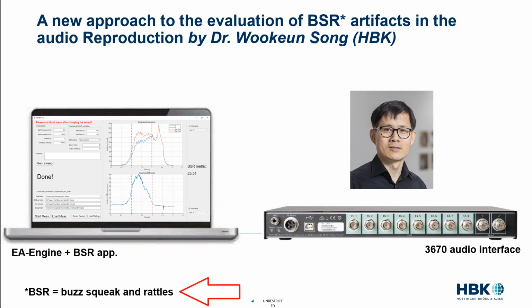We call this new metric BSR, or buzz, squeak, and rattles. BSR takes into account everything else that deviates from the DUT, device under test, linear response, including the low, high harmonic distortion, drops, pops, hiss, etc. What is truly unique here is the BSR metric is based on an advanced time-varying loudness, which estimates how humans perceive sound, including time and frequency masking of the human ear.